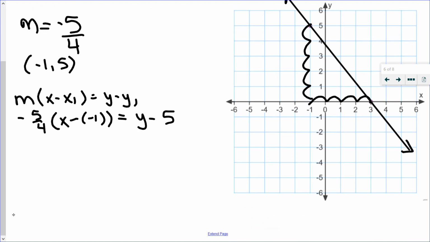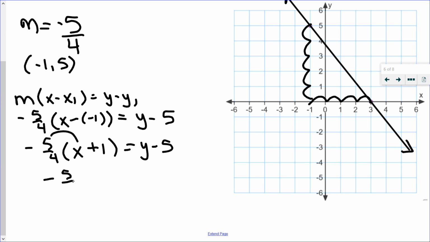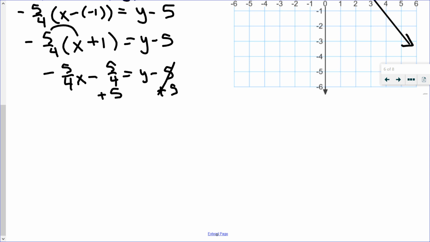Okay, so I have -5/4 times x, two negatives there make a positive, so it's like adding 1 equals this. Okay, now don't let the fraction deter you. I'm just going to apply distributive property like I did before, because I'm now putting it into slope-intercept form. So -5/4x minus 5/4 equals y minus 5. So I want to get y by itself, so all I do is I just add 5 to both sides. So that's gone.